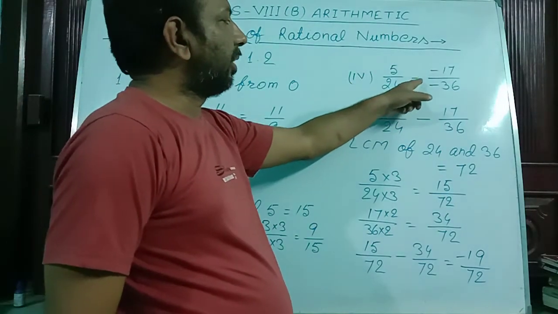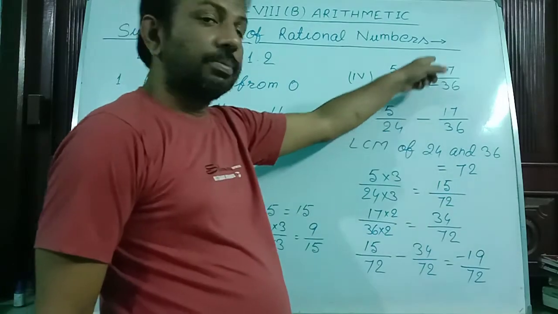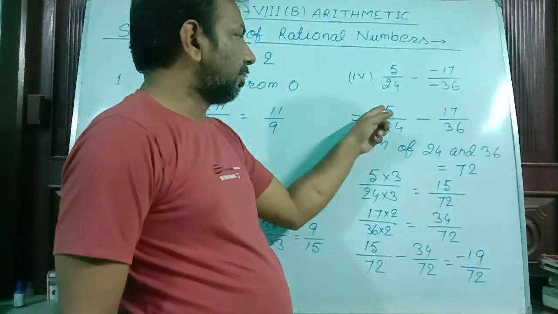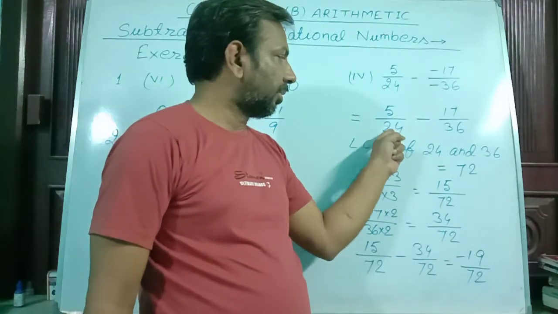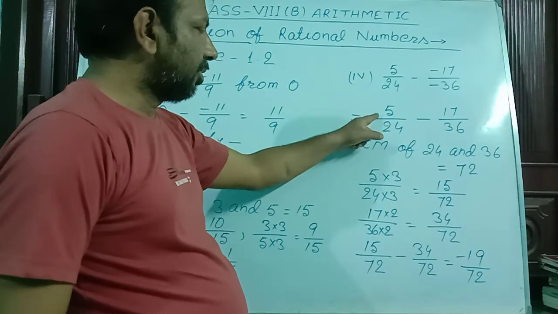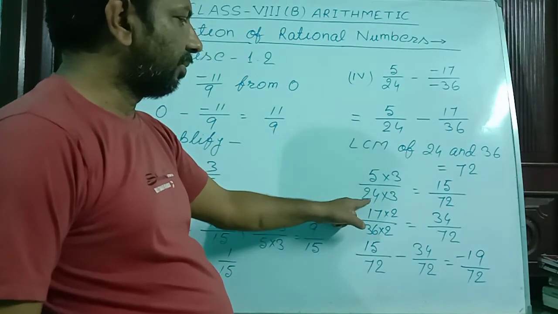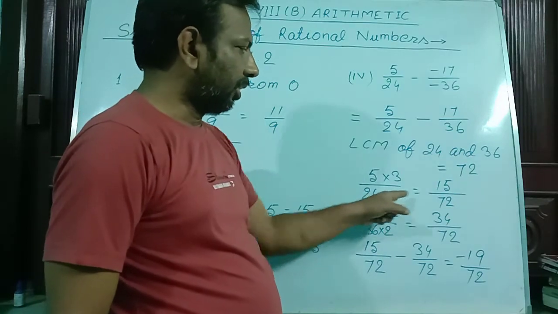Now Roman number 4. 5 by 24 minus 7 by minus 36. So this minus minus cancelled. These two became 5 by 24 minus 7 by 36. LCM of 24 and 36 became 72. Now I have used this first rational number, that is 5 by 24. If you multiply denominator by 3, 24 into 3, that becomes 72.